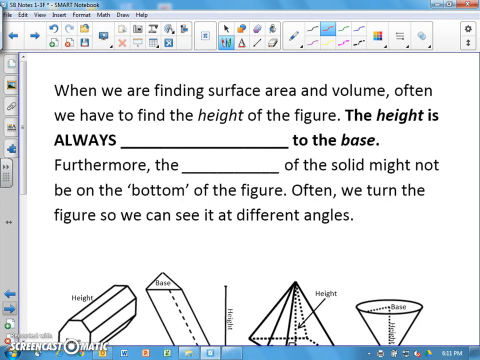When we're finding the surface area and volume, we have to know the height of the figure. And this is a very, very important piece of information. The height is always perpendicular to the base, which means that they meet at right angles. Furthermore, the base of the solid may not be on the bottom. Often we turn the figure so we can see it at different angles. It makes it easier to see.